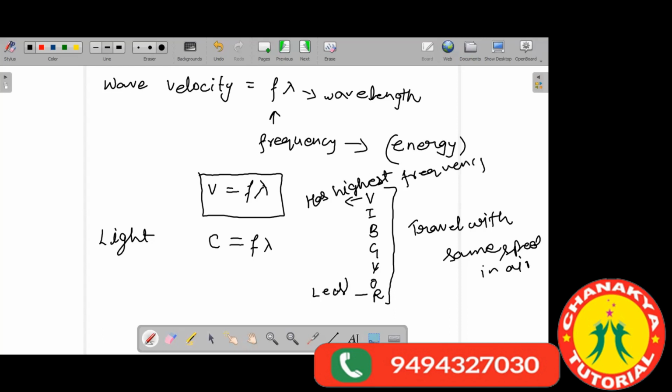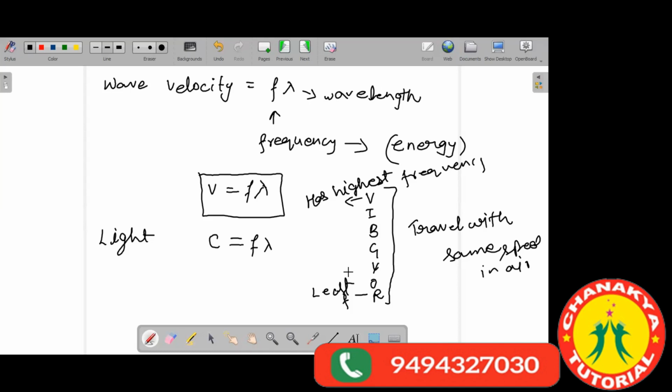So you can say that VIBGYOR is arranged in the form of decreasing frequencies. That is, violet will have the highest frequency, then indigo, blue, green, yellow, orange, and red. Okay.